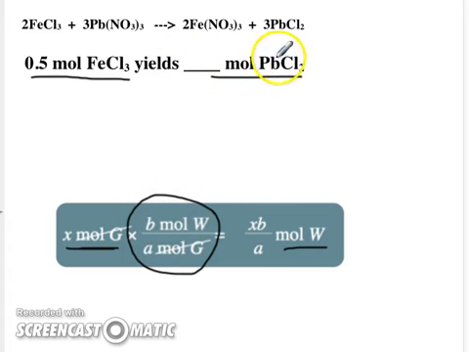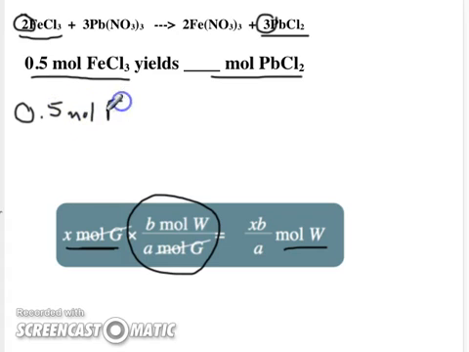So what we want is PbCl2. We find that in the balanced equation. That's right there. It has a coefficient of 3. We're going to use that. And then we have FeCl3 as a starting point. That's right there, with a coefficient of 2. We're going to use that in the mole ratio. So we start off with 0.5 moles FeCl3.